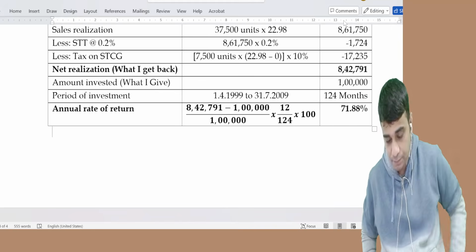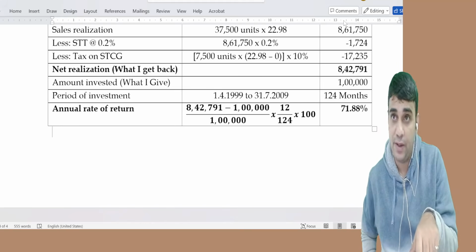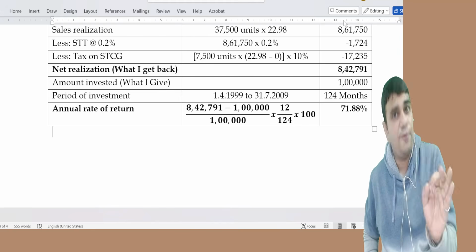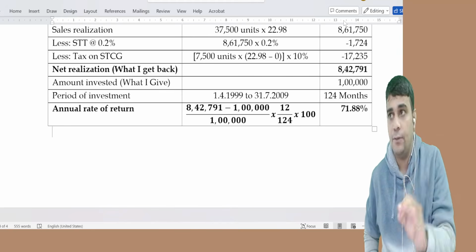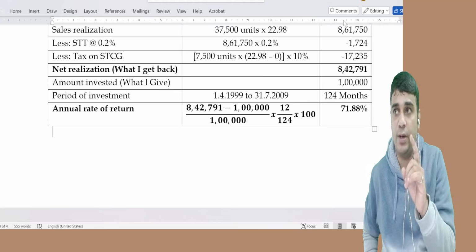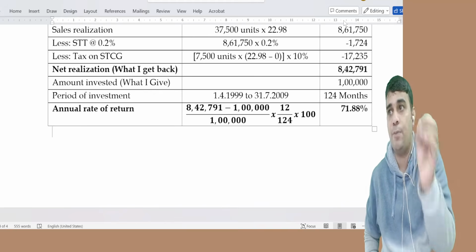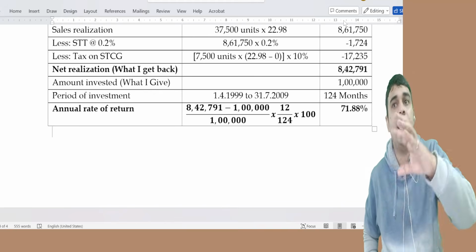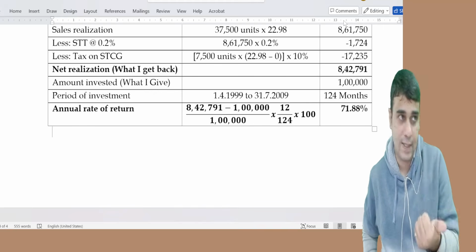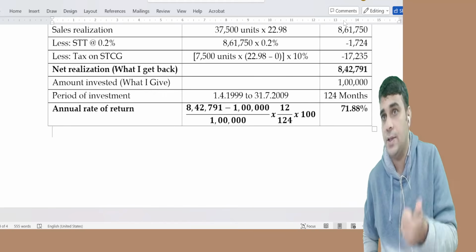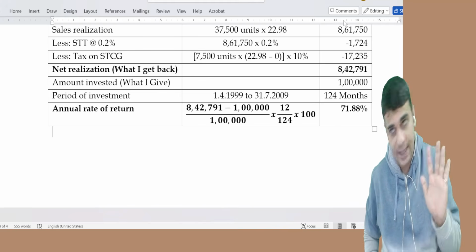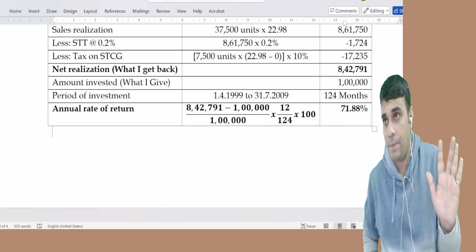71.88%. In this calculation I have done exactly the same formula: what I get back minus what I give. Previous to previous question, when we started with the first question today, they gave 20.06, and you just applied the formula. Now I am making it a little complicated for you. You do extra calculation: one, units calculation. Second, the difficulty I want to add is capital gain and STT. Any doubts on this? Clear? First person is done.